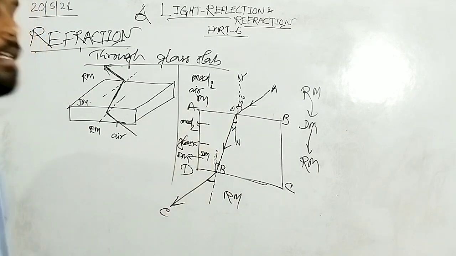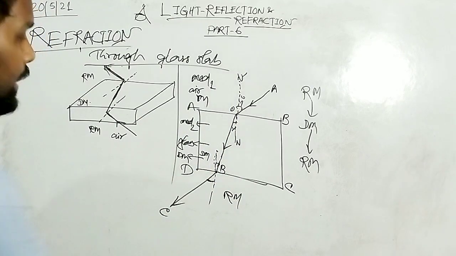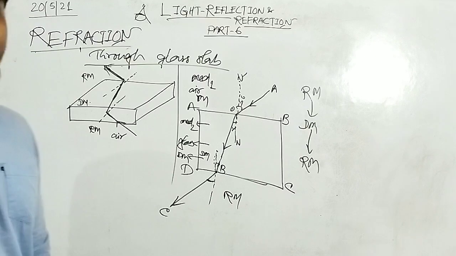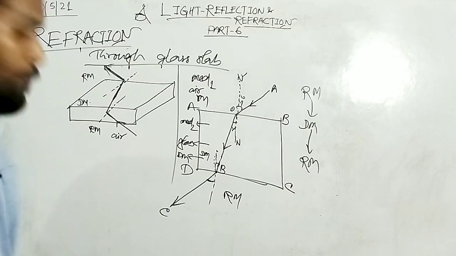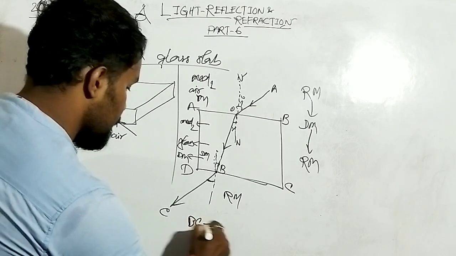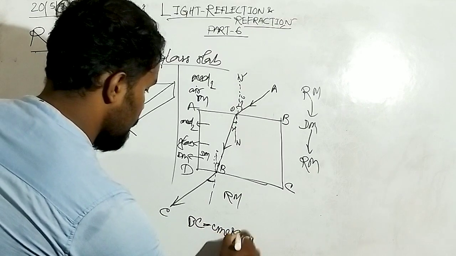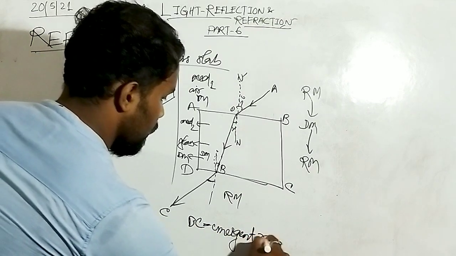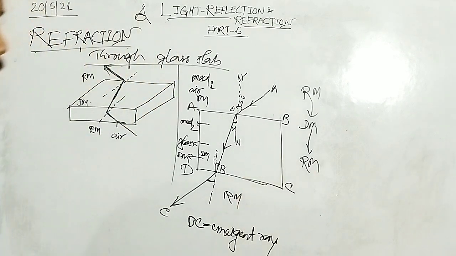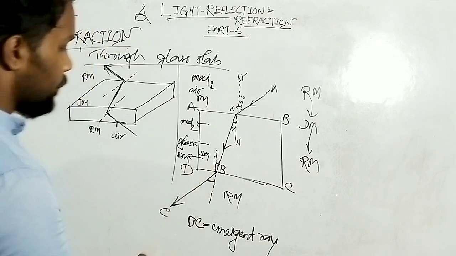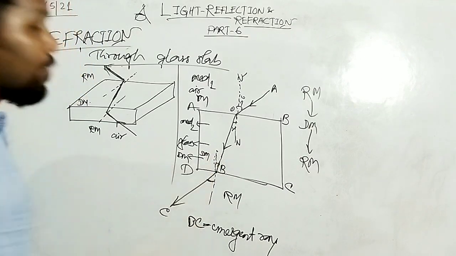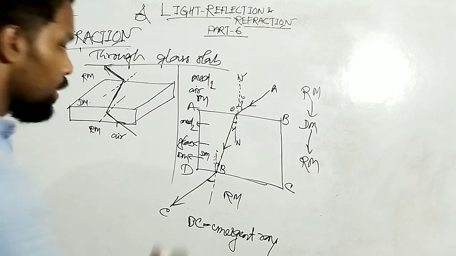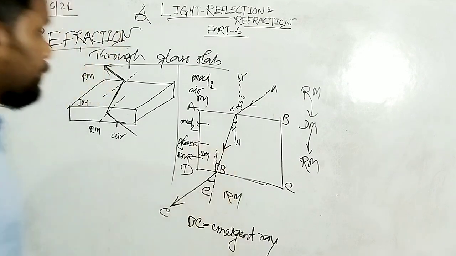This OB ray is nothing but the refracted ray, and this BC ray is known as what? Emergent ray. Okay, that BC is nothing but the emergent ray. And the angle that the emergent ray makes with the normal is the angle of emergence, right? It is represented by E.